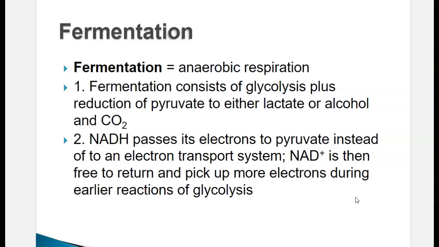And so by dropping off the electrons back on the pyruvate, it frees up the NAD to go back and allow glycolysis to continue. No NAD, no glycolysis, no glycolysis, no ATP, no life. So it's very important. So NAD picks up the electrons and a hydrogen or a proton and is converted into NADH. At the end of glycolysis, the NADH has to drop its electrons off. If it can't go to the electron transport chain because oxygen is not present, it drops it off on an organic electron acceptor, and that's pyruvate.